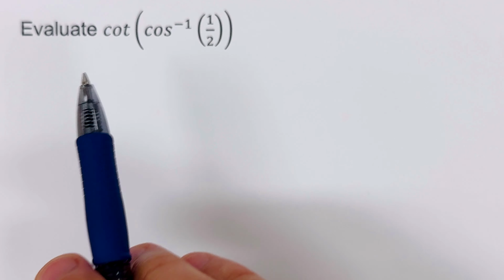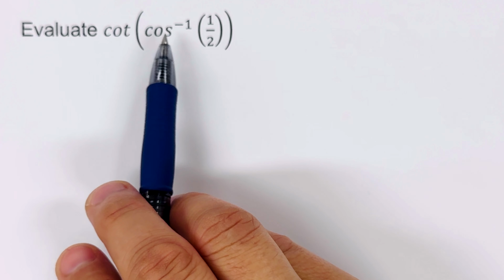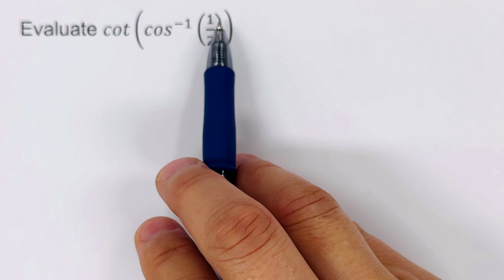Hello everyone. This video will show how to evaluate a given composite trigonometric function. Now let's go over this first example. We're supposed to evaluate cotangent of arc cosine of 1/2. The first step is to let this whole thing inside the parentheses equal theta.